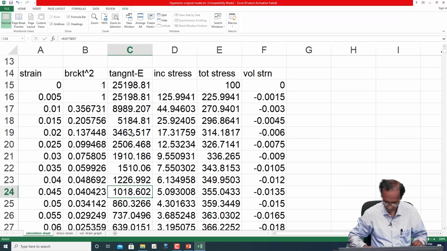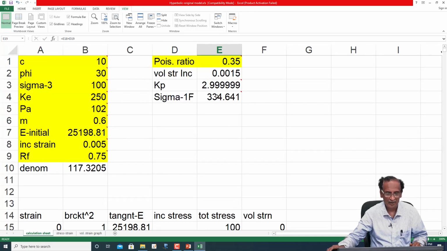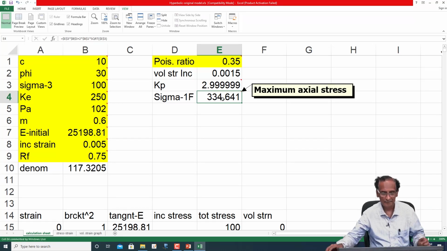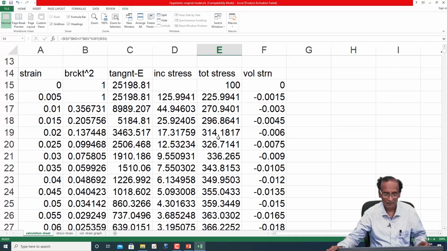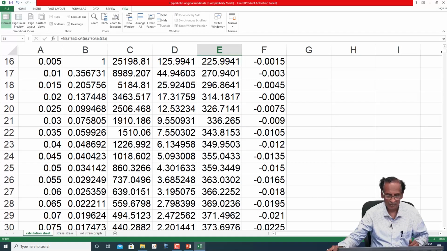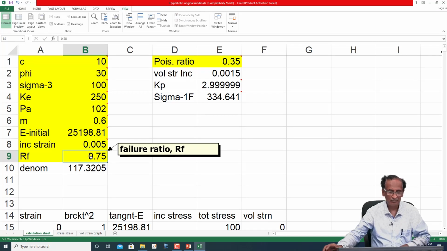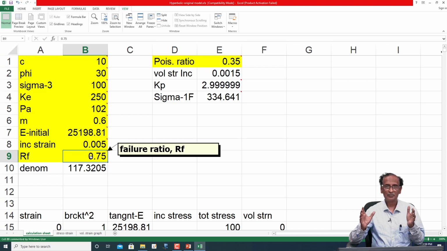And then if you see this, basically our maximum sigma 1 is 334.64 as per our Mohr-Coulomb relation, but then our stress is going on increasing because our RF is 0.75, and because of that the bracket will never become 0 unless you give it as 1. Let us say I give it as 1.